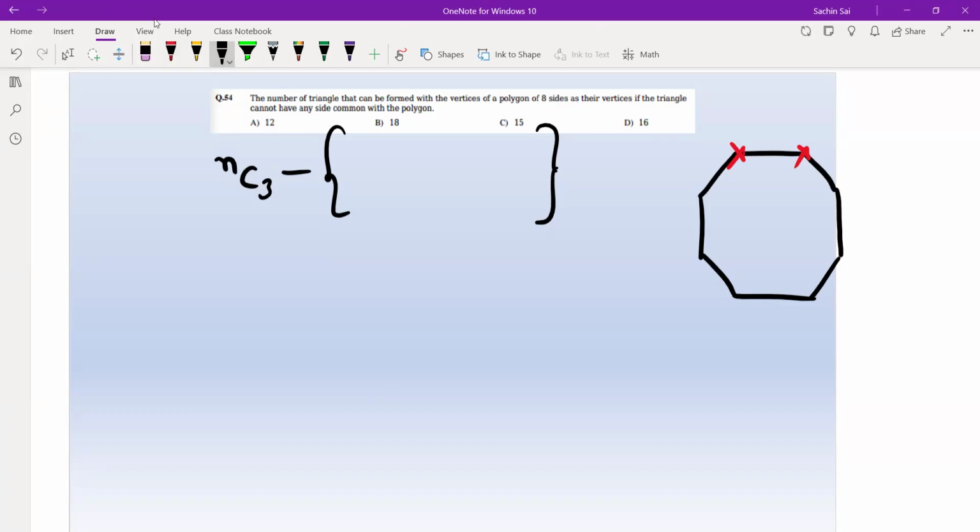This can be done in n ways because I can select vertex 1 and 2 or 2 and 3 or 3 and 4 and so on up to 8 and 1. So this can be done in n ways.